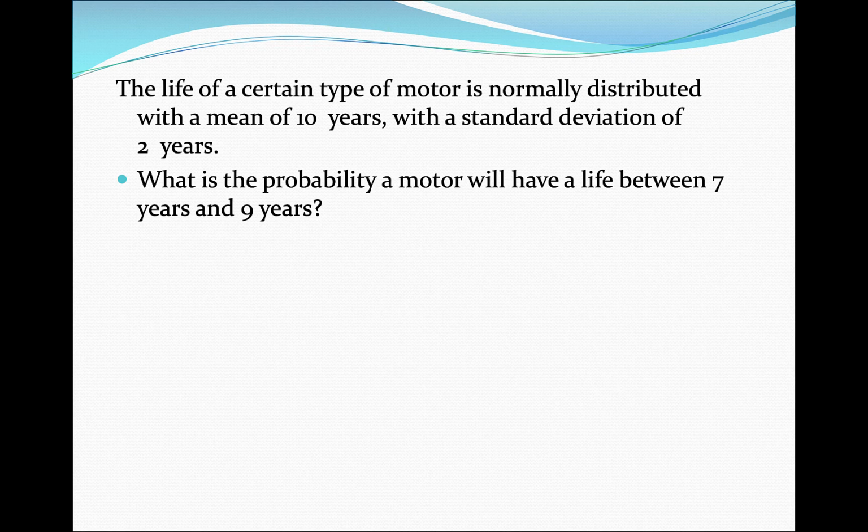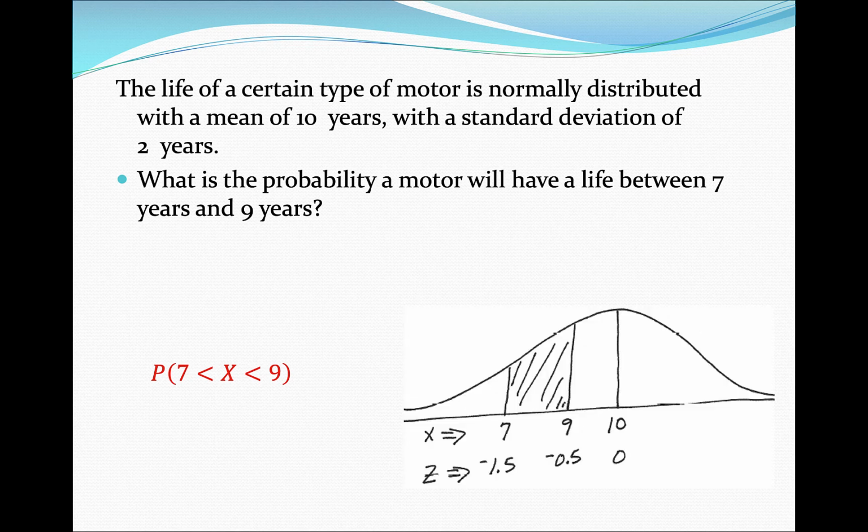Let's do one in between. What is the probability a motor will have a life between 7 years and 9 years? So your probability statement is going to look something like this. The probability that x is between 7 and 9. So draw your picture. Normal curve, symmetric about 10. That's the mean. Here we have two x values, which are 7 and 9. So we need to identify both of those along that x-axis. Identify those as x's. And then, of course, we want the area in between those. So we need to shade that area.